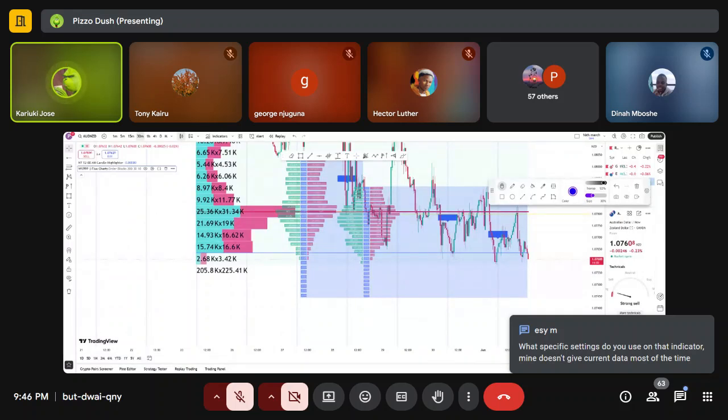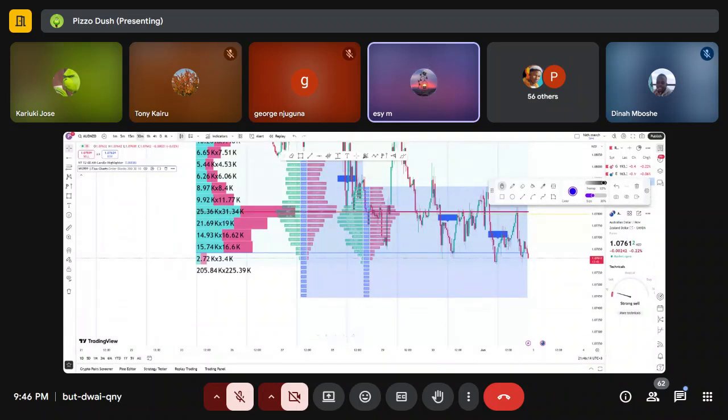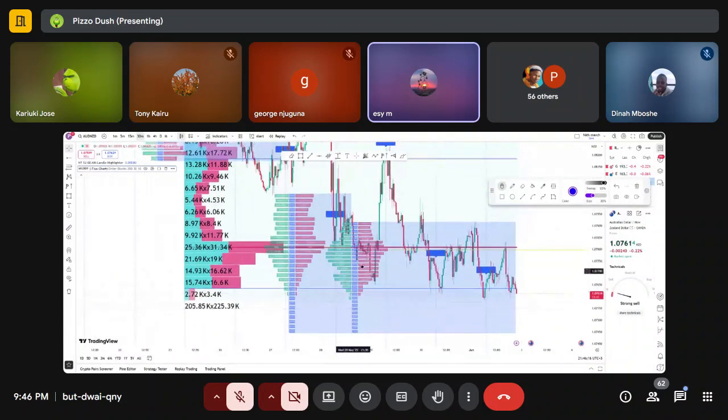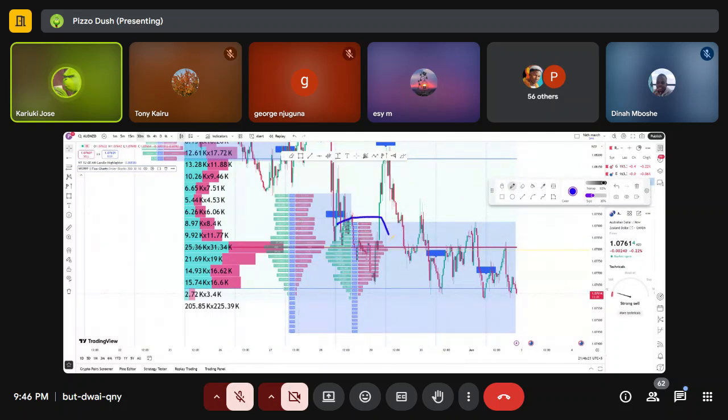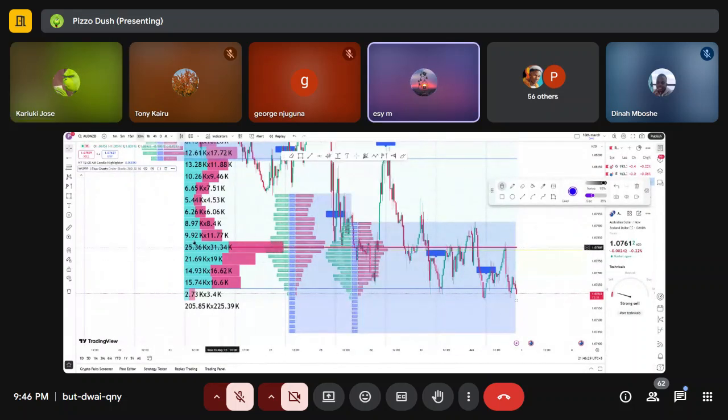So I hope watu get the volume profile. What specific settings do you use on that indicator? Mine doesn't give the current most of the time. Which one? Hiyo yenye umeweka saa hizi, hii ya volume. Mtu anatumianga the last profile, so unafaa kutumia hii. But unaweza kwa setting useme iende on the left side.